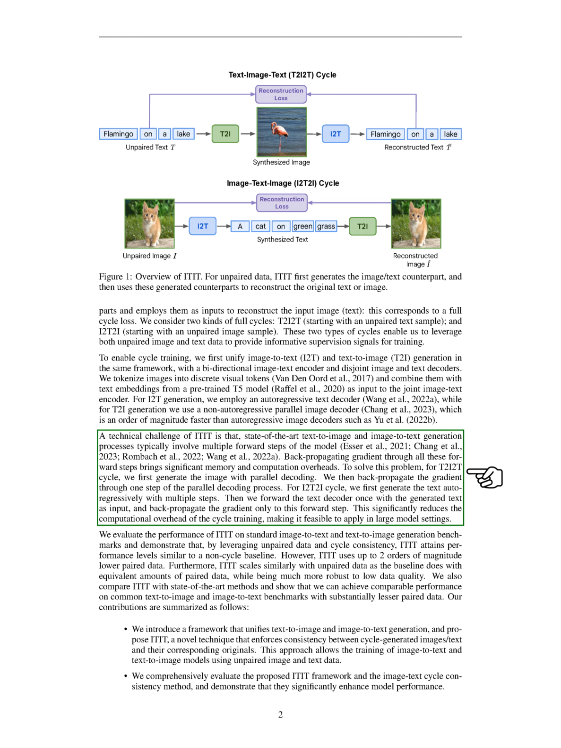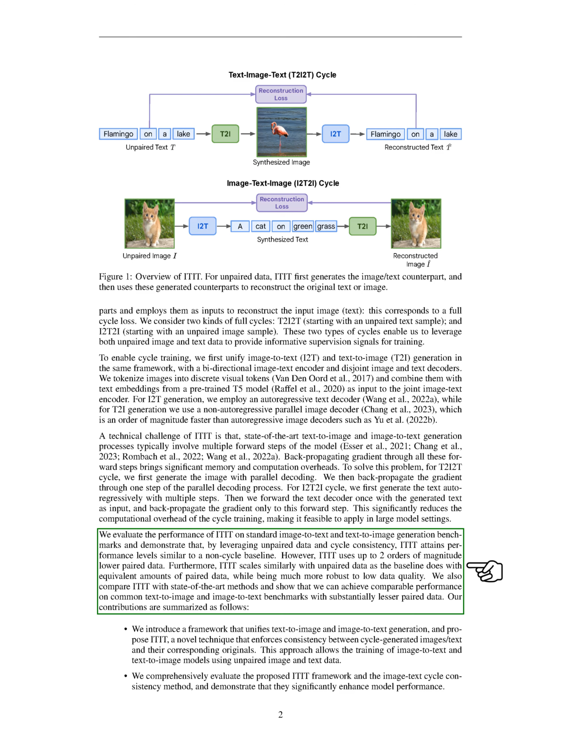One technical challenge we faced was that the processes for generating text-to-image and image-to-text typically involve multiple forward steps of the model. Back-propagating the gradient through all these steps requires significant memory and computation. To solve this, we back-propagate the gradient through only one step of the decoding process for each cycle. This greatly reduces the computational overhead of cycle training, making it feasible to apply in large model settings.